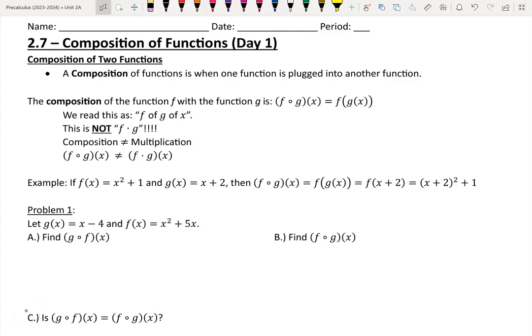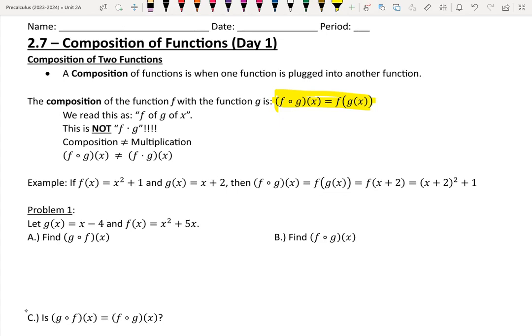So today we're going to be looking at 2.7, composition of functions. The composition of functions is when one function is plugged into another function. So it's an operation that we can do. And the composition of functions is written in this form, where we have f of g of x. We can either use that little open circle that we have there, or we can use parentheses.